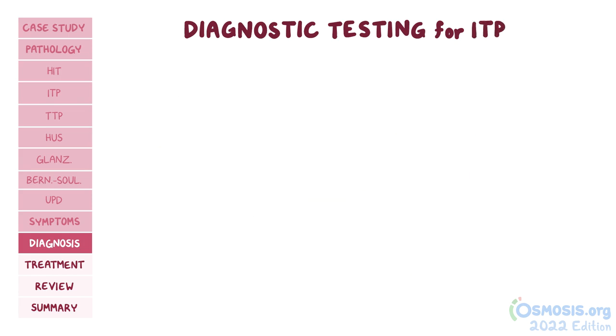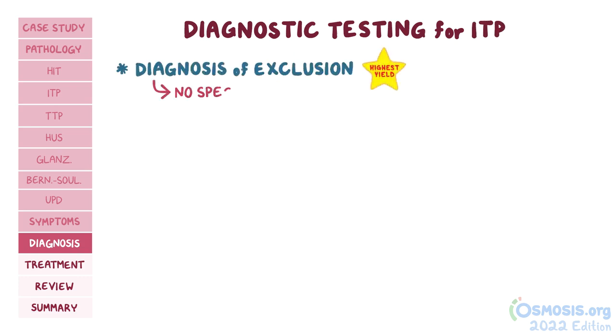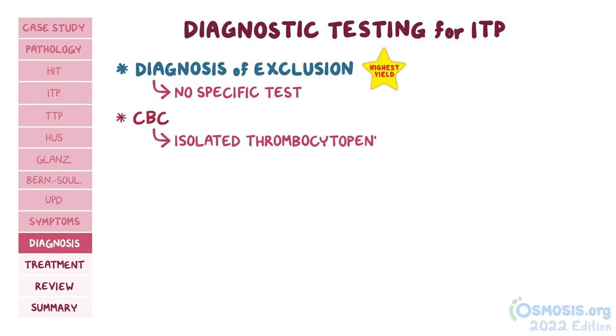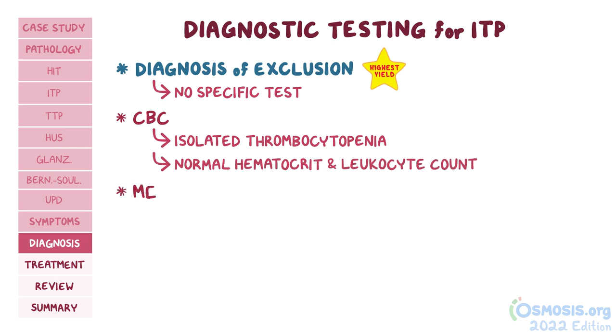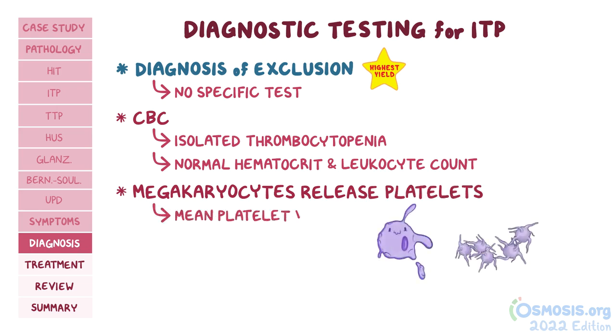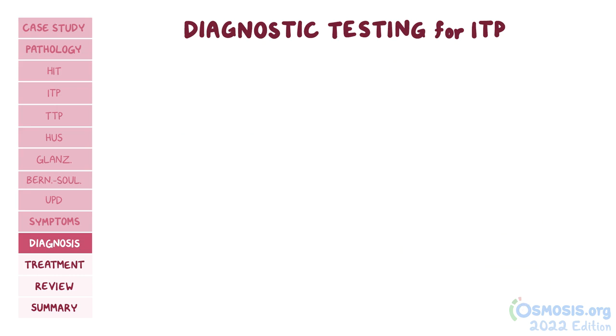For ITP, it's important to remember that this is a diagnosis of exclusion, so there's no specific test that confirms the diagnosis. Interestingly, the CBC usually shows isolated thrombocytopenia, with a normal hematocrit and leukocyte count. Also, the megakaryocytes start releasing large platelets, which makes the mean platelet volume increase. Now, in some cases, if there's significant bleeding, it can lead to anemia.